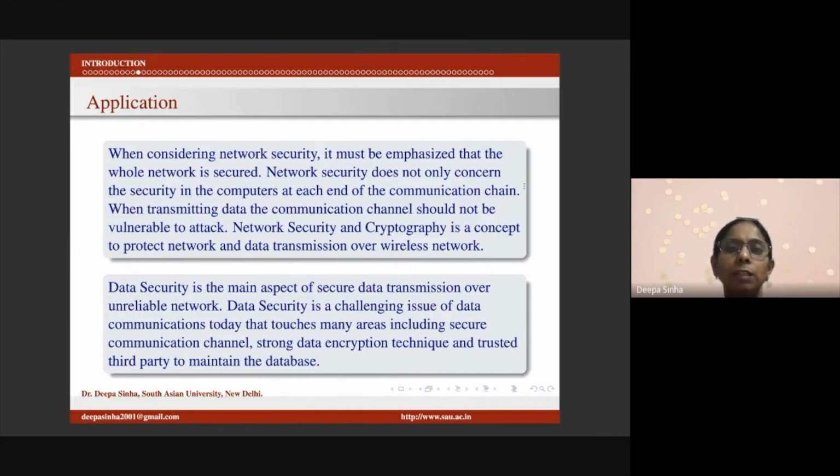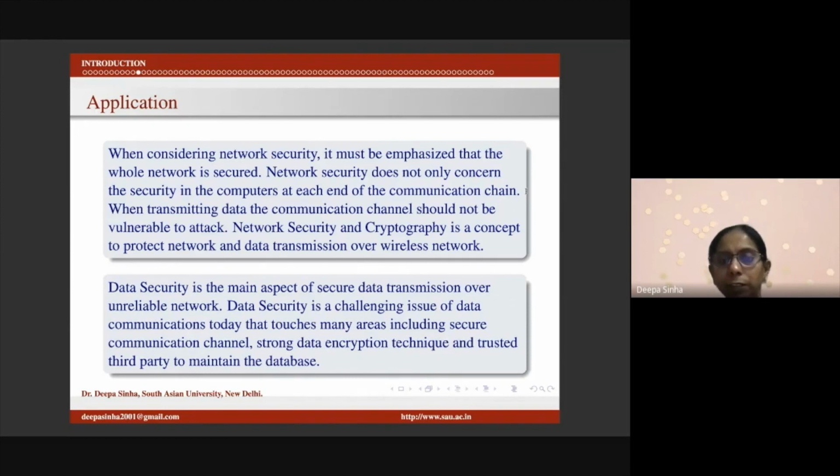So it does not only concern the security of the computers at each end of the communication chain, but when transmitting the data, the communication channel must not be vulnerable to attack. That means you need to keep a lock so that nobody is able to track the network. So, network security and cryptography is a concept to protect the network and data transmission over wireless networks.